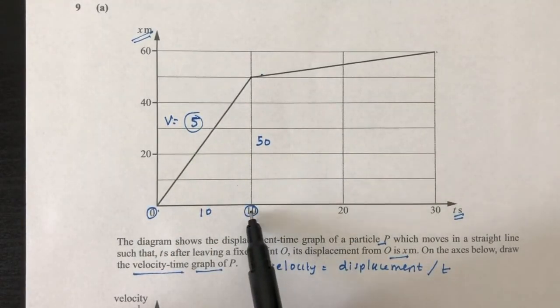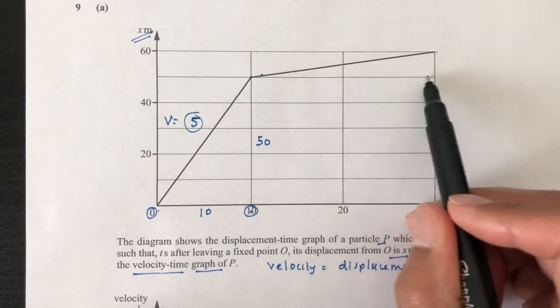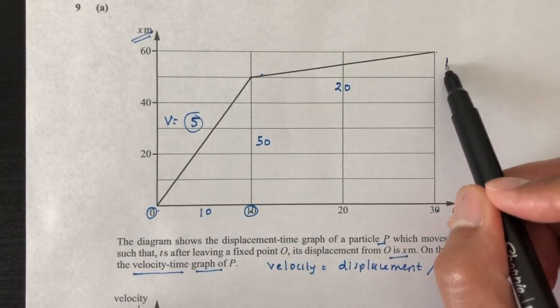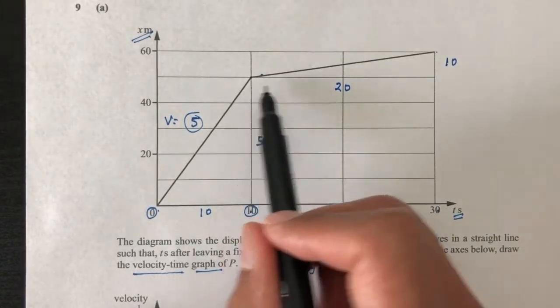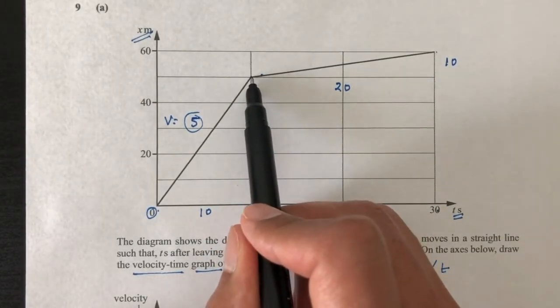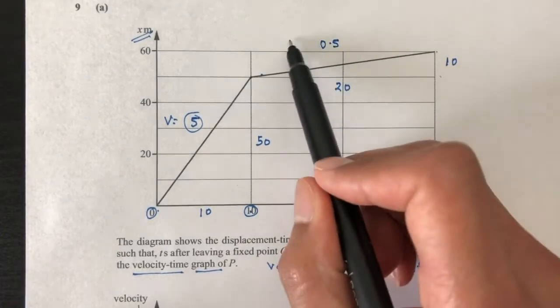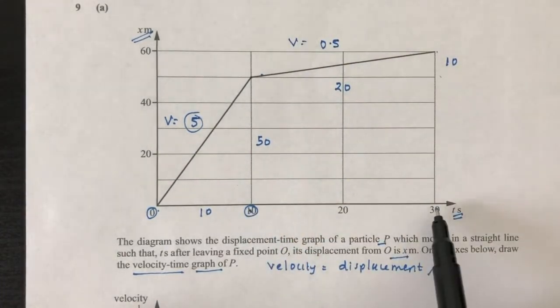So now for this one, 10 to 30, what's the base? The base is 20. And what is the height? The height is 10. So again, one more time, the velocity will be the height divided by base, which is 0.5. That's the value of V from 10 to 30.